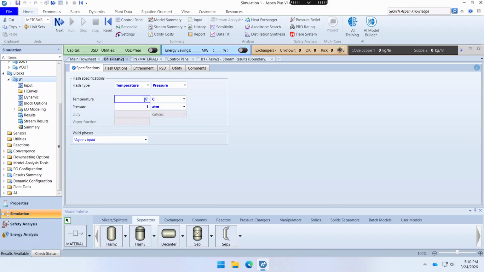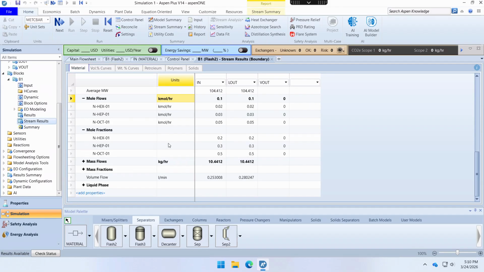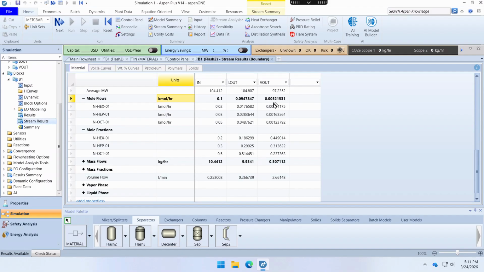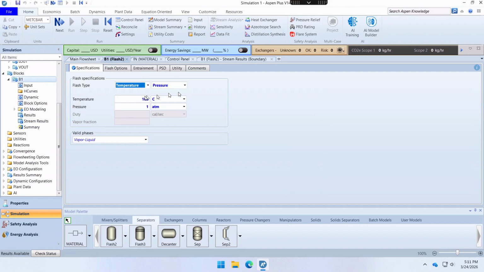Okay, let's go back here. I can go here, 99, run. Odd. I thought 100 produced some vapor. It did. Okay, I guess I was very close. Okay, now I think I had lowered it too much. 99.9, run.